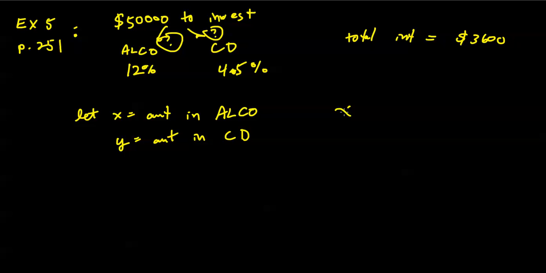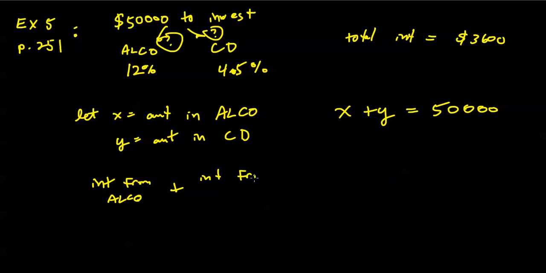Well, clearly, the total amount invested has got to equal $50,000. That's how much we've got to invest in each. So that's one equation down. And what I'm going to do now is set up an equation regarding the interest in each account. Let me write this out in words here. Interest from the Alco account plus the interest from the CD account has got to equal the total interest drawn from both accounts.